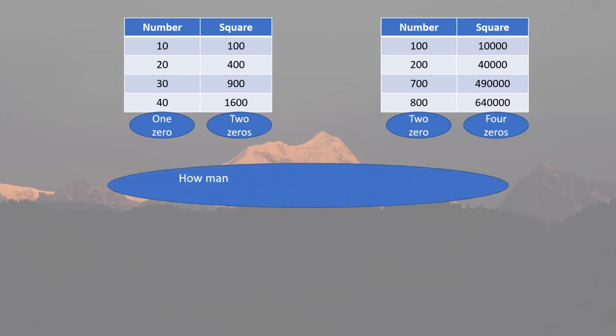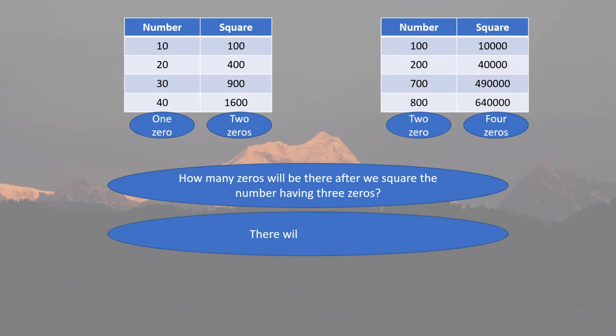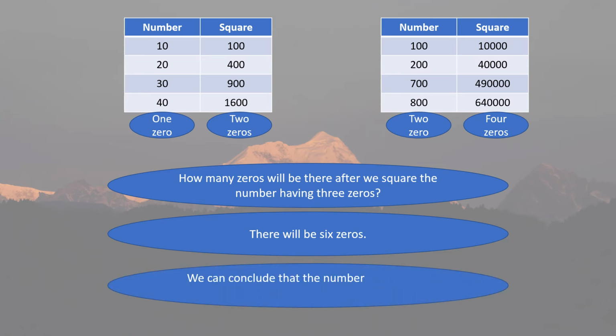So, what if there are three zeros? How many zeros will be there after squaring? We know that the answer is there will be 6 zeros. So the number of zeros will double. So if it is 50, then there will be two zeros after the square of 5, that is 2500.